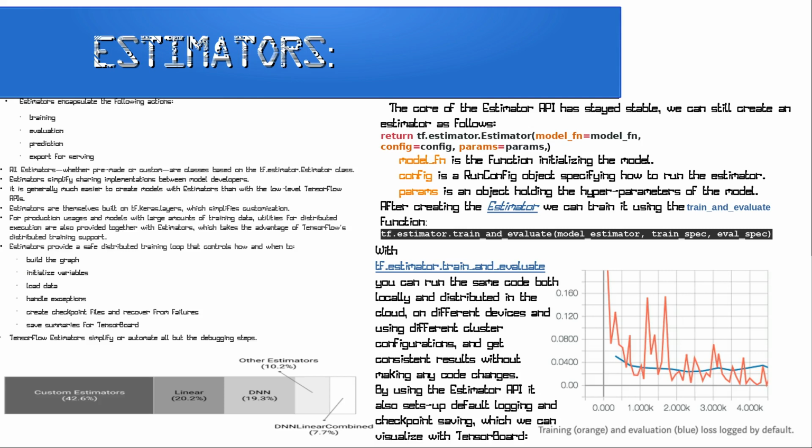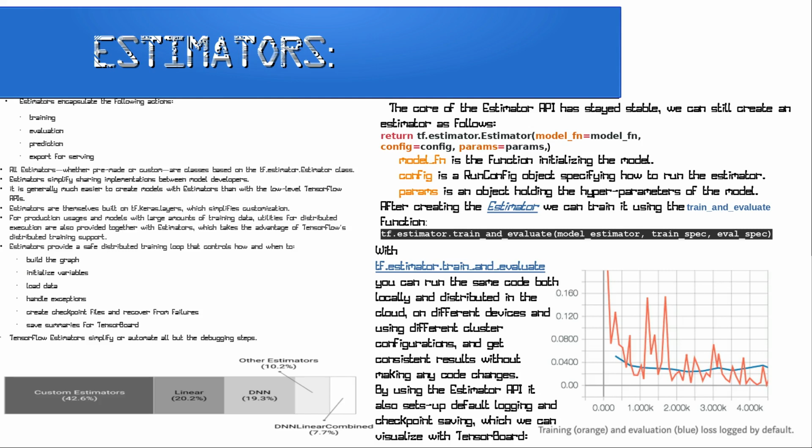Estimators are ready for training, evaluating, and exporting the model on a single machine. For production usage and models with large amounts of training data, utilities for distributed execution are also provided together with estimators, which take advantage of TensorFlow's distributed training support. The core of distributed execution support is the Experiment class, which groups the estimator with two input functions for training and evaluation. TensorFlow estimators simplify or automate all but the debugging steps.